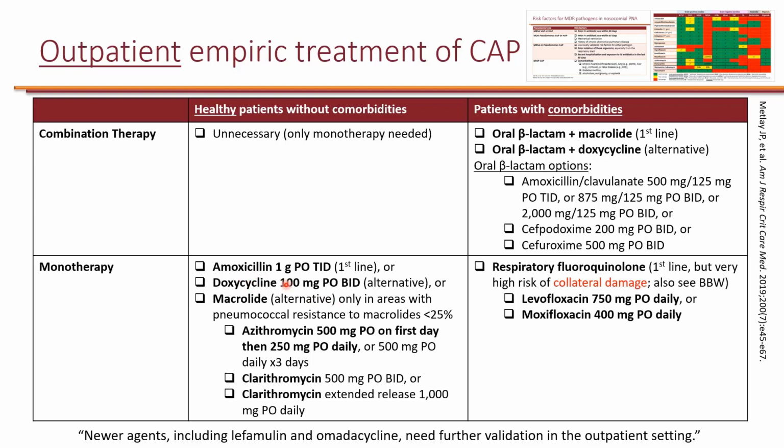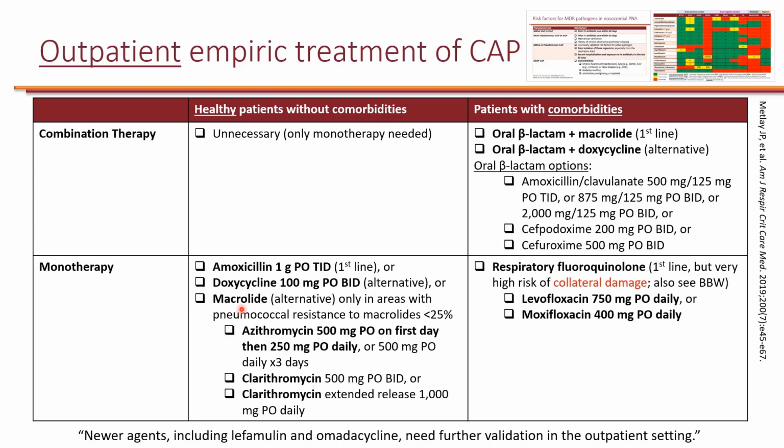Now, alternatively, if someone cannot tolerate amoxicillin because of contraindications or because of penicillin allergy, we can use doxycycline or a macrolide. And the two macrolide options are azithromycin and clarithromycin. Now, the reason doxycycline is considered alternative is basically because of limited clinical trials with doxycycline. So there are more clinical studies with amoxicillin. So the efficacy of amoxicillin is proven and it's relatively safe.